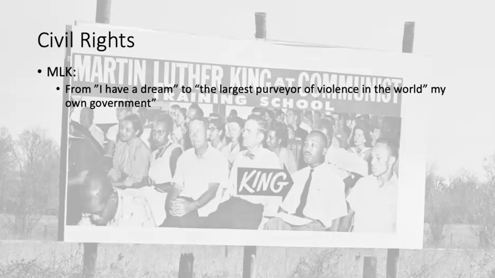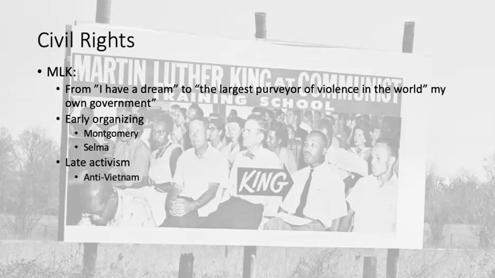Okay, civil rights. Martin Luther King is the most famous. Early Martin Luther King, Montgomery bus boycotts, Selma. This is the nonviolent, passive resistance king. This is the king of I Have a Dream, 1964. Late King becomes more radical. He is anti-Vietnam. He's against the Vietnam War.